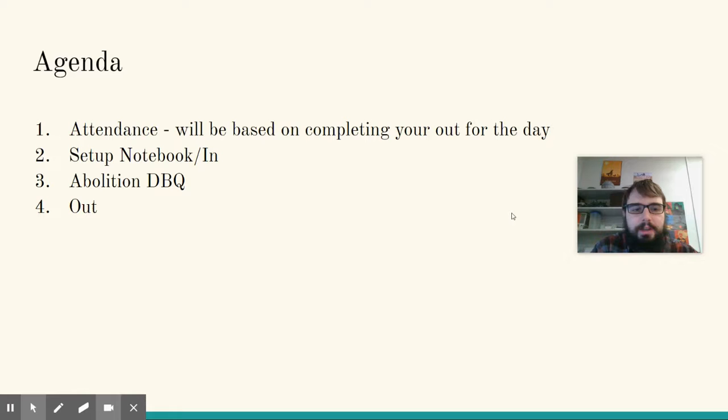Our agenda for today. Attendance once again will be based on completing your out for the day. We're going to set up our notebook and do our in, and then we'll go ahead and get into an abolition DBQ. We'll take a look at it. Don't worry, I'll explain all of it, and then we'll do our out for the day. Okay?